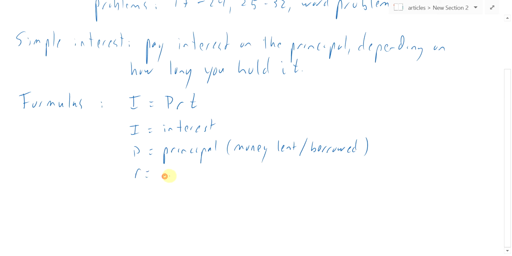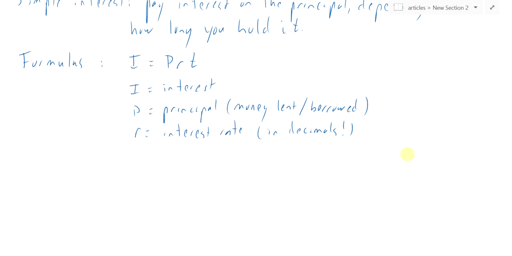R is the interest rate. And in all of chapter 3, interest rates have to be in decimals. A little exclamation point there, okay? R is always a decimal. And T is time, how long you borrow the money for. Time always has to be measured in years, although it won't be given to you in years, so you always have to convert it to years. So that's the formula for interest.